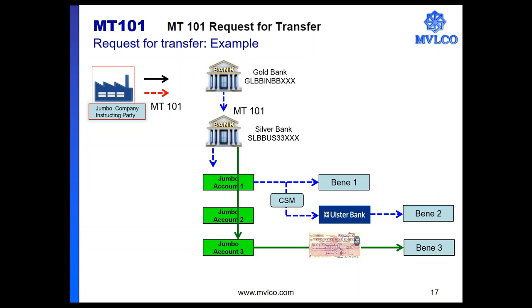This is how the company called Jumbo does not speak to all the banks where they have the account. They will speak only to one bank, who in turn will speak with the remaining banks where Jumbo has its account. In this manner, the MT101 is used.